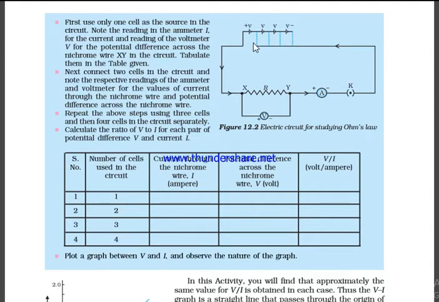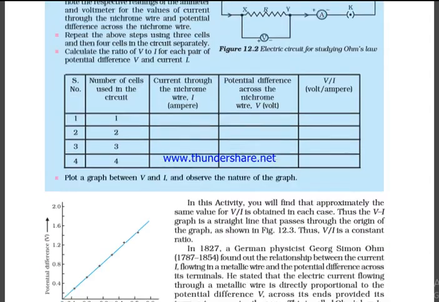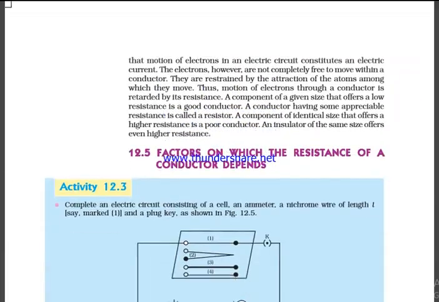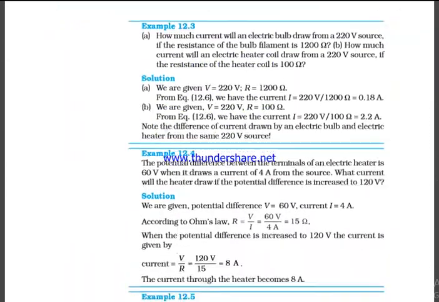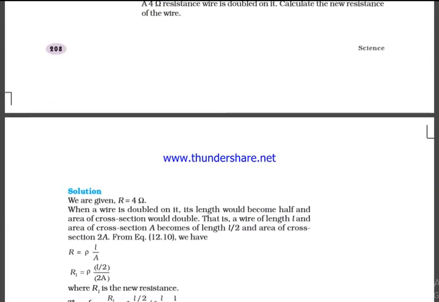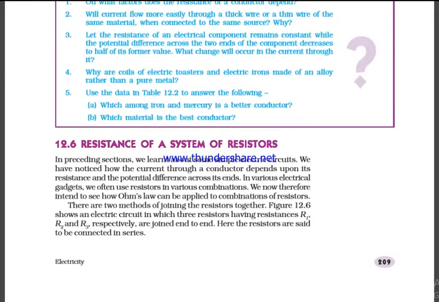Here we increased the potential difference and verified that as we increase the potential difference, the current also increases in the circuit. And now we are going to discuss how, in a system of resistors, we can connect more than 2 or 3 resistors in different combinations.